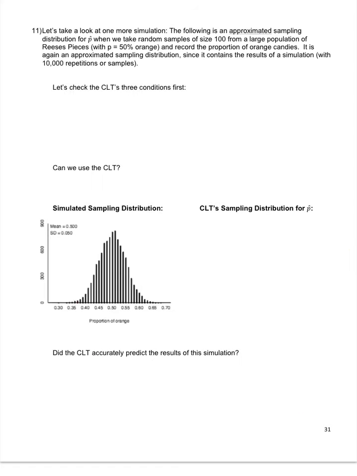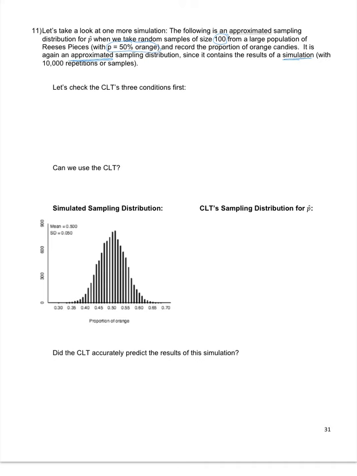All right, let's take a look at just one more simulation. Following is an approximated sampling distribution for p hat when you take random samples of size 100 from a large population of Reese's Pieces, and your population has 50% orange candies. So we're going to record the proportion of orange candies in each sample. It is again an approximated sampling distribution, since it contains the results of a simulation, and this simulation had 10,000 repetitions or samples.